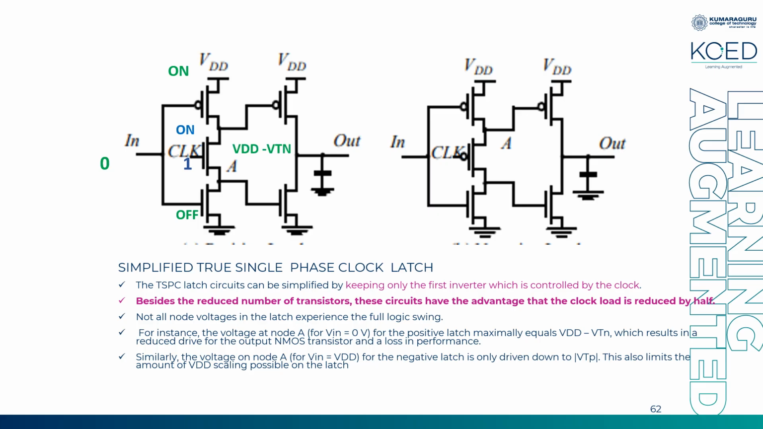Okay, so now I have VDD at the output, but what is at node A? This node A is the driving point of the next transistor. இந்த நோட்ல என்ன இருக்கு அப்படின்னு பார்த்தீங்கன்னா, VDD minus VTN தான் இருக்கு. So this will not turn on the next NMOS. This nodal voltage will not turn on the next NMOS. Okay, this is a problem in case of positive latch.